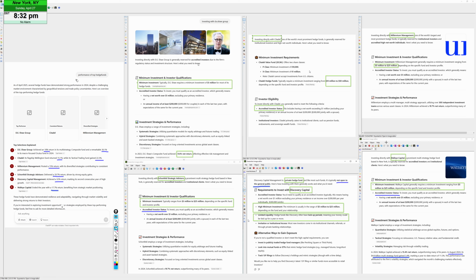So this is a search that I did here on ChatGPT: performance of top hedge funds. Six names came up. First one, D.E. Shaw. Last year they returned 18% to their clients. Citadel: last year they returned 15%, and 23% because they have multiple funds. This one also has another fund that returns 36%. Millennium Management: last year they returned 15%.